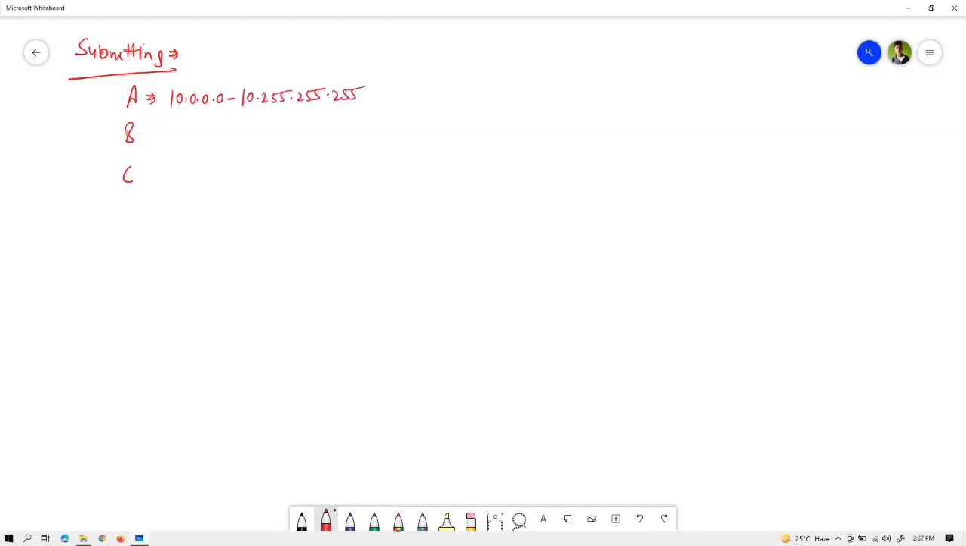10.255. For class B, it is 172.16.0.0 to 172.31.255.255. Then for class C, it was 192.168.0.0 to 192.168.255.255.